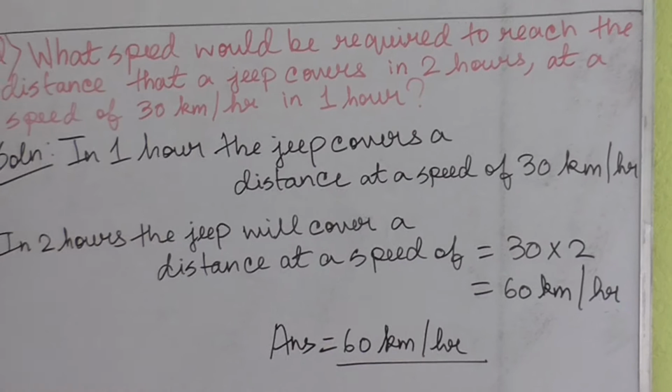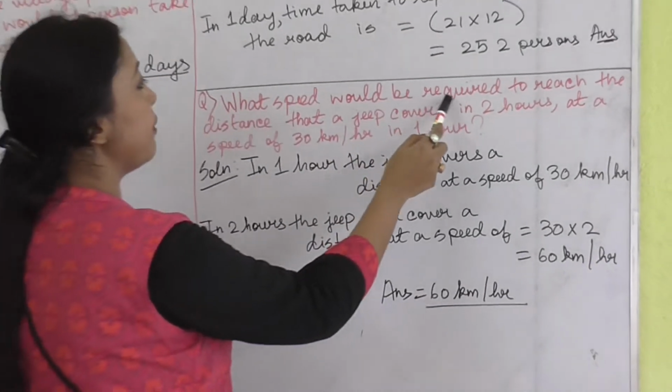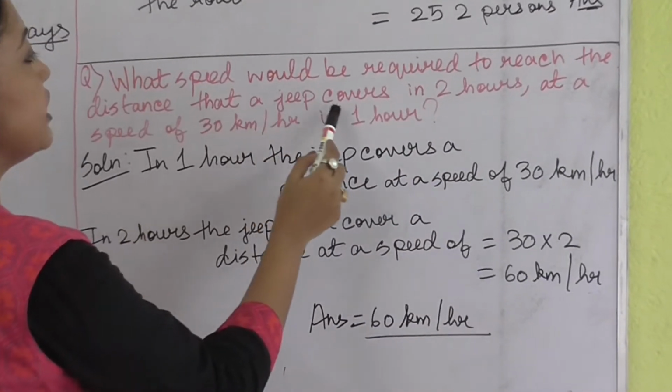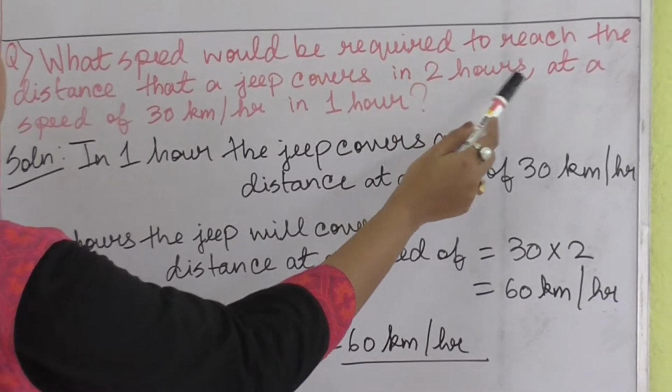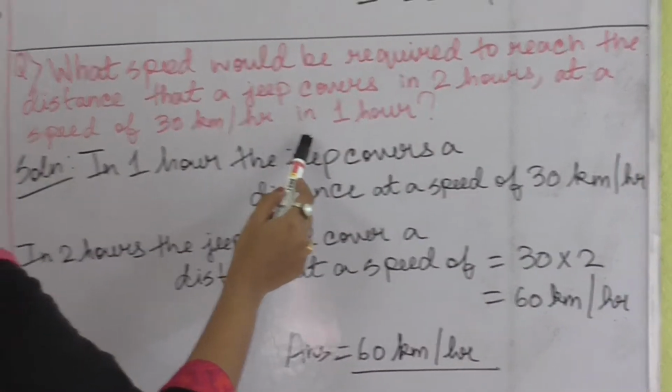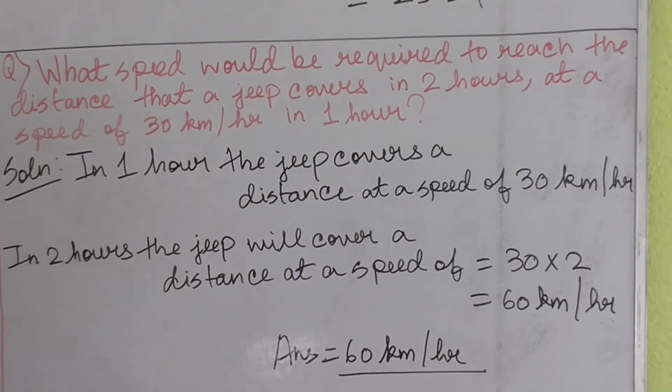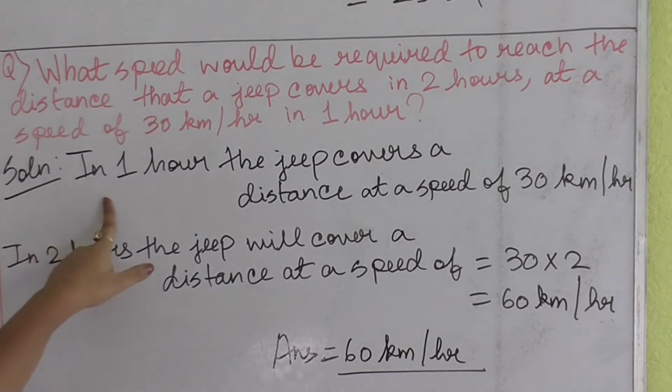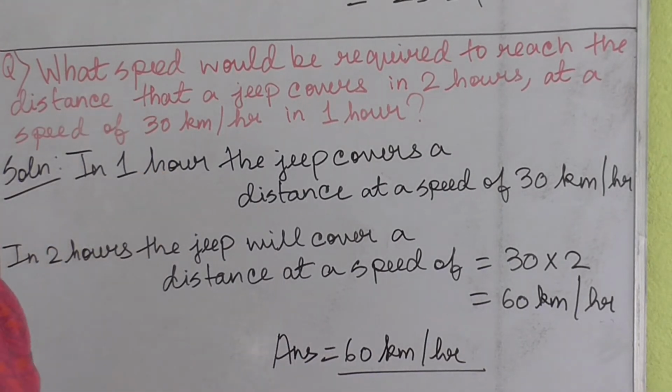Next problem, it is given: what speed would be required to cover, in 1 hour, the distance that a jeep covers in 2 hours at a speed of 30 km per hour? That is, in 2 hours the jeep covers a distance at a speed of 30 km per hour. So in 1 hour, what amount of speed is required in order to cover the same distance?